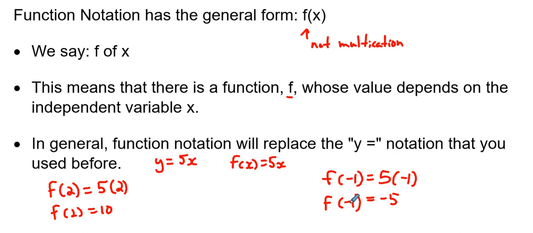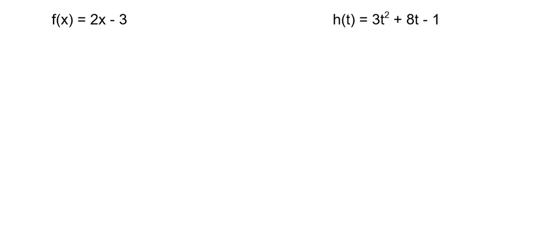We don't multiply these, right? This is really the argument, it's what's going into the function itself. So at the end, especially if it's a multi-step process, I'll see at the end my independent input and my dependent output. Let's look at a couple of examples.